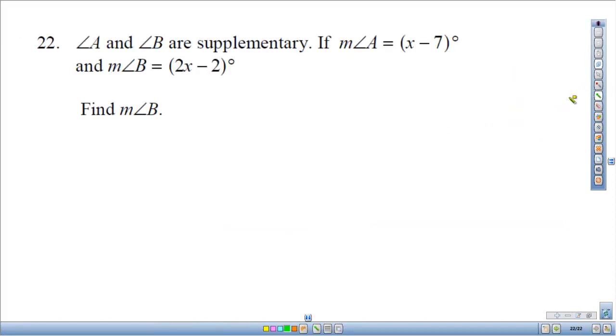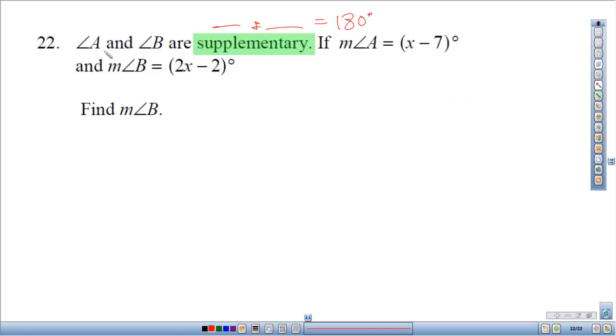Alright, number 22 tells me I've got angle A and B and that they are supplementary. So pretty much if you know what that word means, you're in good shape. Well, what does it mean if two angles are supplementary? It means that if you add them up, it comes out to be supplementary. What is that? 180 degrees.